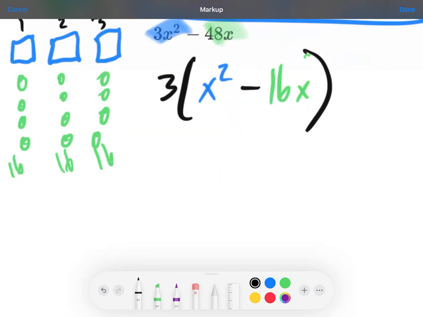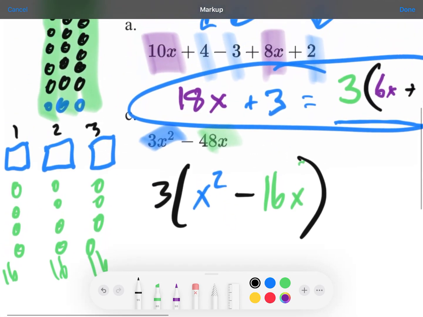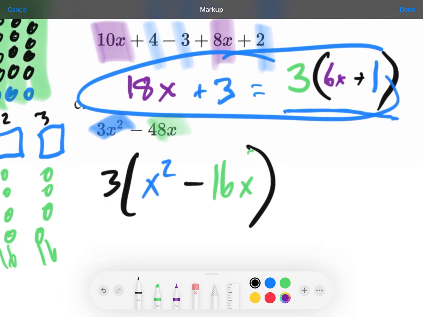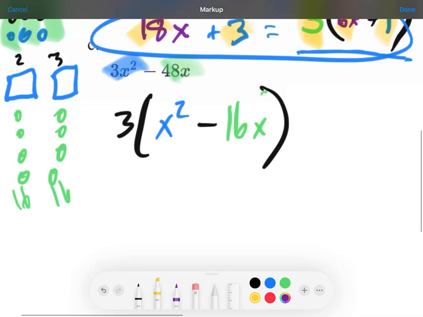I'd be all right. But if you start to pick up on a pattern, what you're looking for, if we look up at A for just a second, right? Let me choose yellow, the color we haven't used yet. If you take a look up here, how are these all connected, right? I noticed that 18 and 3, the greatest common factor of 18 and 3 is 3, right? And then 3 times 6 is 18, and then 3 times 1 is 3, right? So when I'm looking at this problem, what's the greatest common factor of 3 and 48? Well, it's 3.